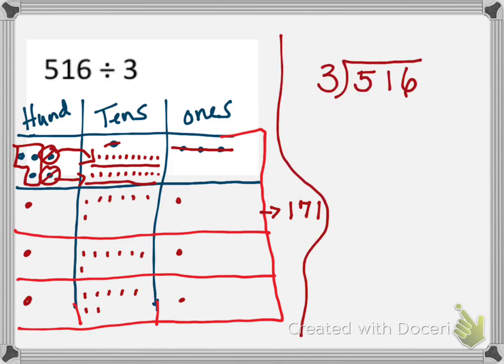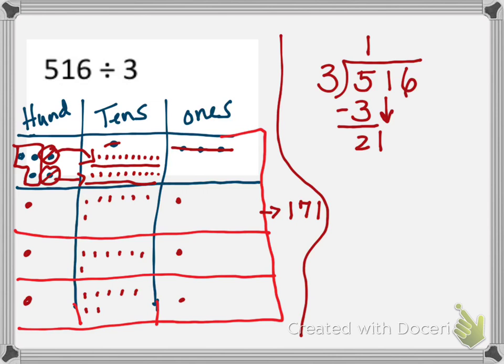So 516 divided by 3. 516 is in the house and 3 is outside knocking to get in. So 3 goes into 5. How many times? It goes once. 1 times 3 is 3. And sister, remember our steps, tells us to subtract. 5 minus 3 is 2. Brother tells us to bring down.